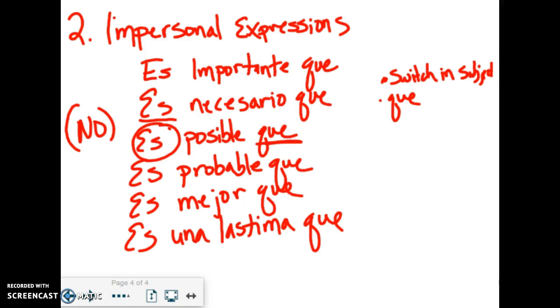For example, it's probable that I get an A on this test. It's important that I wash my hands before dinner. All right, because it is the verb, I wash is your second subject. So everything that comes after this is going to be a switch in subject. So the switch in subject and the word que is built into these statements. Got it? Easy. So anything that comes after this is going to have to be what? Subjunctive. So let's take a look at a few examples.